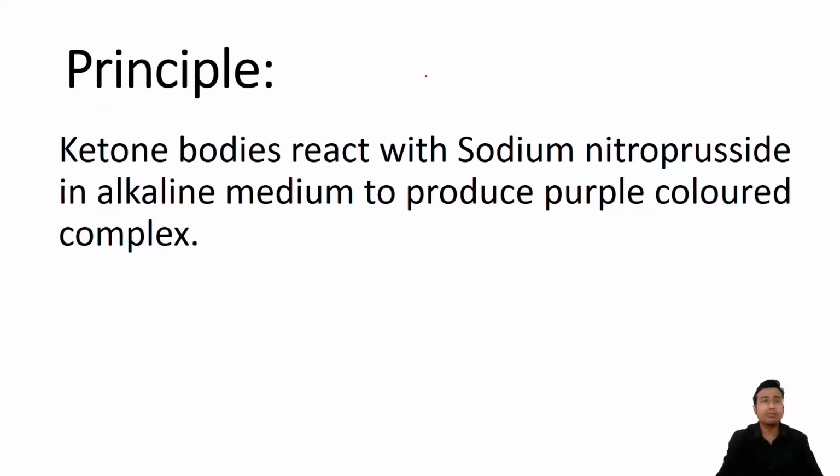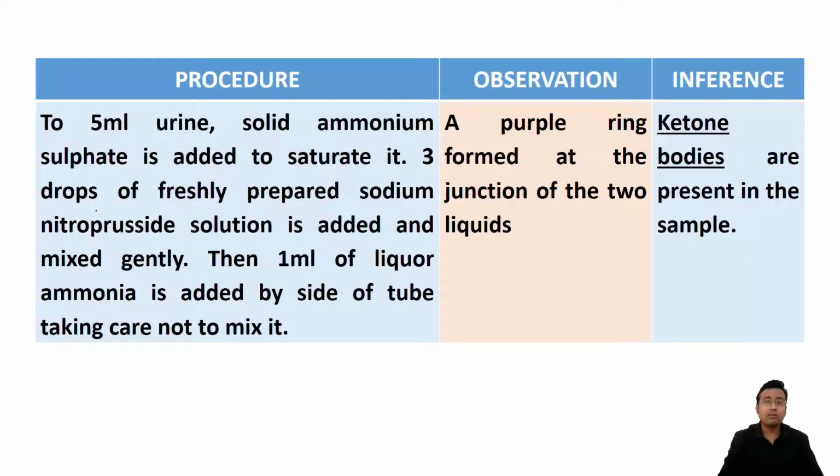So let's look at the principle. Principle is very simple. Ketone bodies react with sodium nitroprusside in alkaline medium to produce purple colored complex. Now this may appear very easy, but remember this line, in alkaline medium, this often is missed in the exam by students. Alright, so remember what students do. Ketone bodies react with sodium nitroprusside to produce a purple colored complex. No, alkaline medium is a must, and to provide alkaline medium we will be adding many things in the reaction mixture.